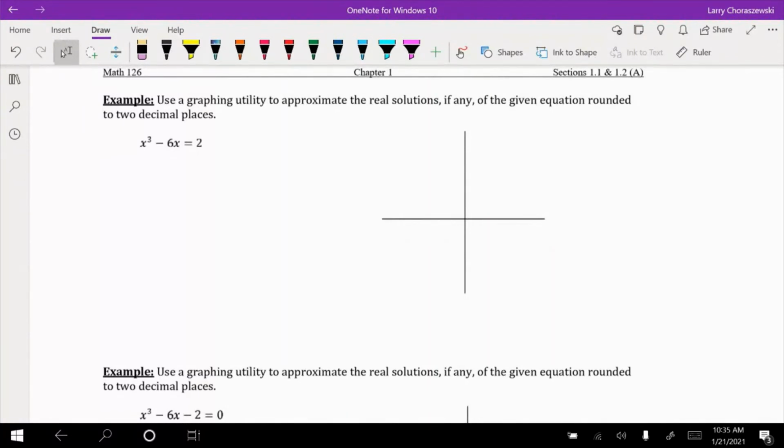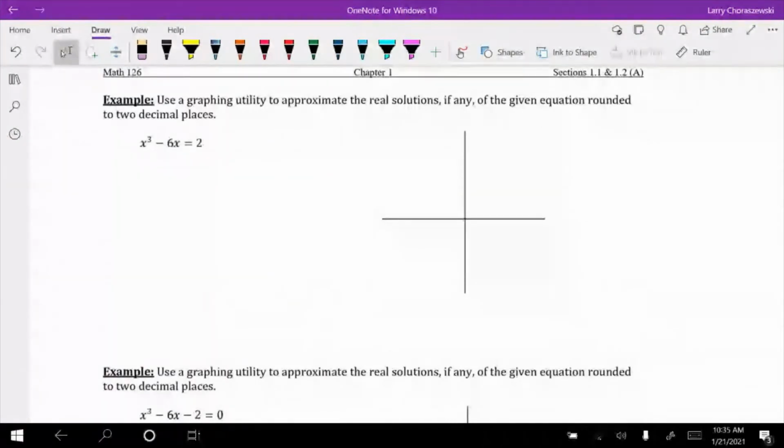So it says here, use a graphing utility to approximate the real solutions, if any. Some of these instructions are pretty wordy, in my opinion. Rounded to 2 decimal places. Now, the first hurdle is deciding which feature to use. You'll notice that this equation is not set equal to 0, so you probably don't want to use the zero feature.